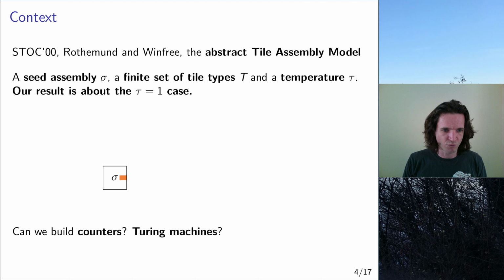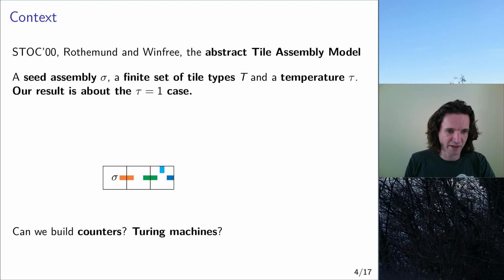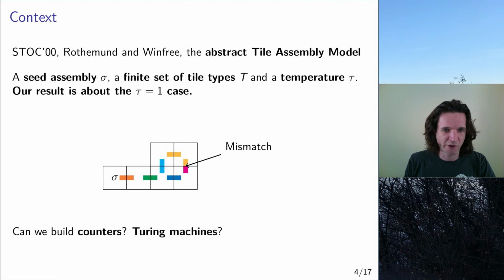An example run, for instance, is here, where we start from a single tile, sigma, as our seed, and then we proceed one tile at a time, and we add one tile if the colors on at least one side match. So here these colors match, and we can even have mismatches, but it doesn't matter as long as at least one side matches. We can assemble the tile.